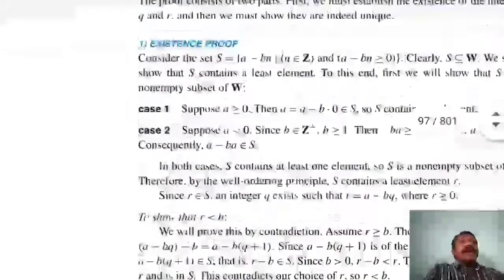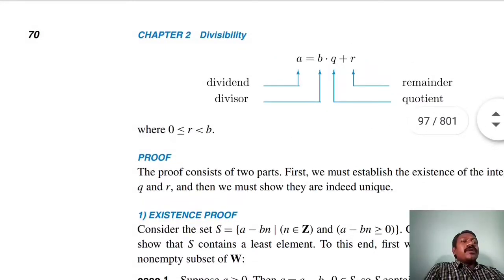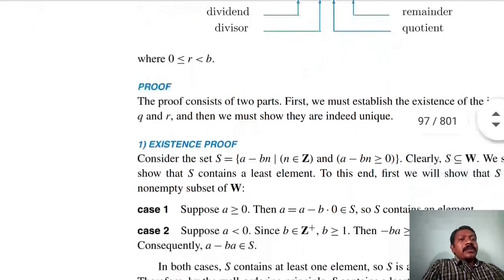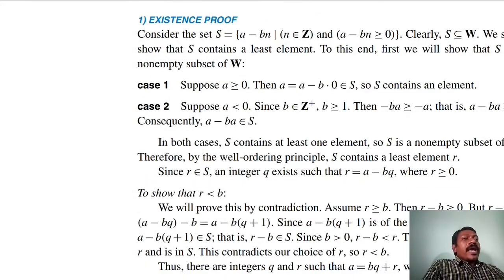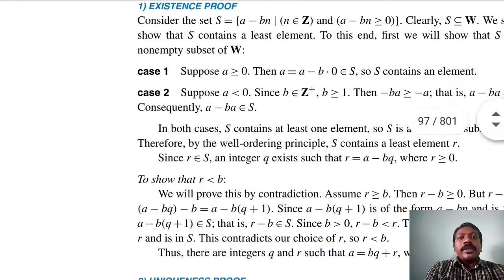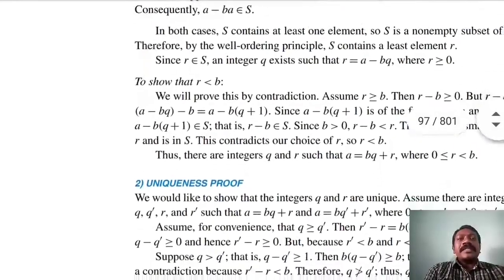So by the well-ordering principle we have the equation a equal to bq plus r. Now we have to get the constraint condition, 0 less than or equal to r less than b. That's what we have to prove. But here we have a minus bq greater than or equal to 0. That means r greater than or equal to 0. Now the only condition is we have to prove r less than b. So this is the only thing we have to prove in the existence.